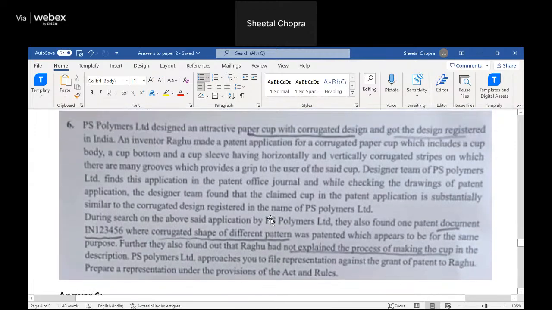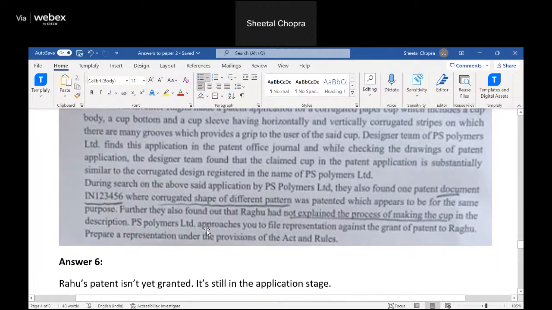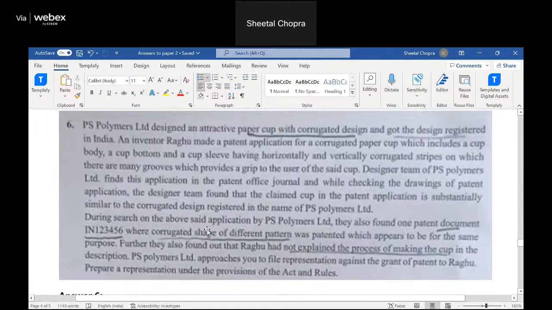So there are two things here. One is that Raghu has filed for a similar invention for which PS Polymer has already got a design registered. And second, there is another patent document for a corrugated design, a little different design, but the purpose is the same. So Raghu has a patent application, but in the application he has not even disclosed the content fully well. So there is a non-disclosure issue as well.